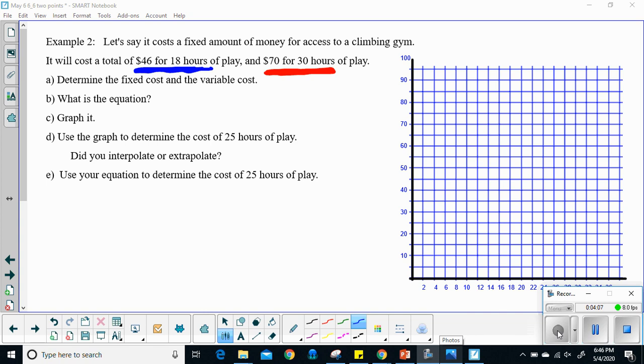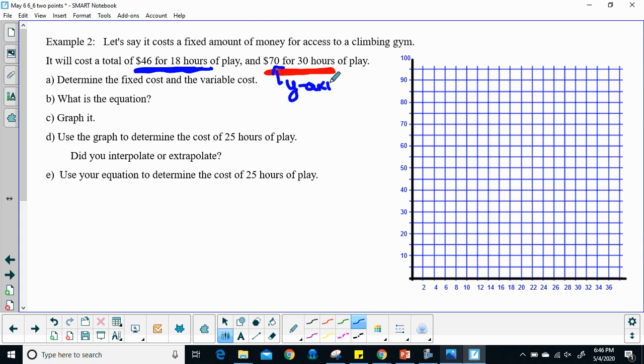Okay, so I've set my scales here. When I'm talking about money for hours of play, the money is going to be what goes on the y-axis, right? That's the dependent. So on my y-axis, it's going to be cost in dollars. And my hours of play, that's my independent, right? Because the cost depends on my hours.